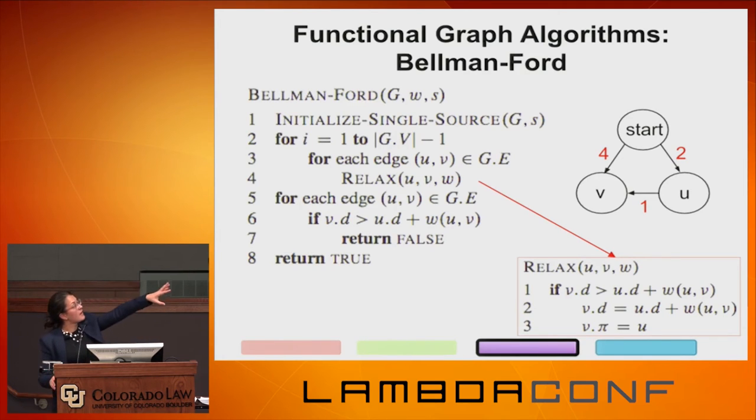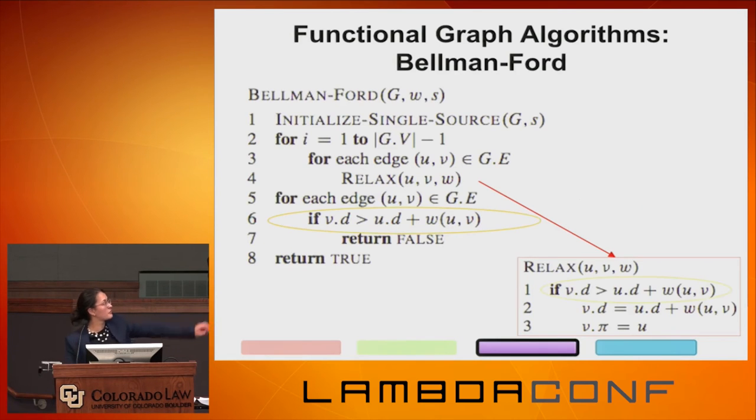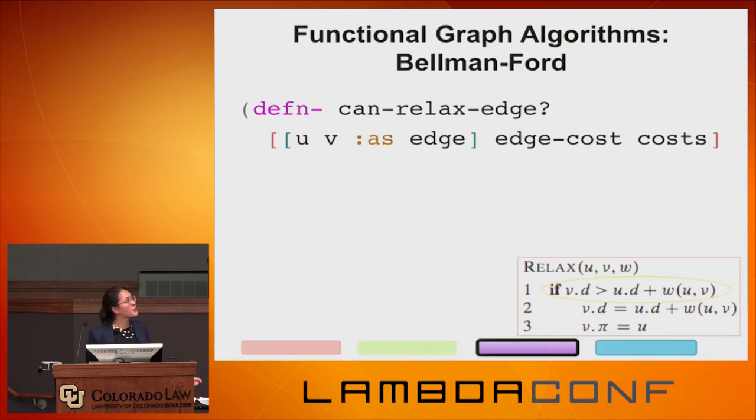So in this case, on the right-hand side, from the start node to node V, the cost so far we computed is 4. Now, to get to node U, it only costs us 2. And to get to node V through node U, it costs us 3. So we would like to relax the edge because we found a shorter path through that node. Now, notice that on line 6 and on line 1 of the relax function, we have the exact same condition. So let's pull that out into its own function. We'll define a can-relax-edge function, where we'll specify three arguments.